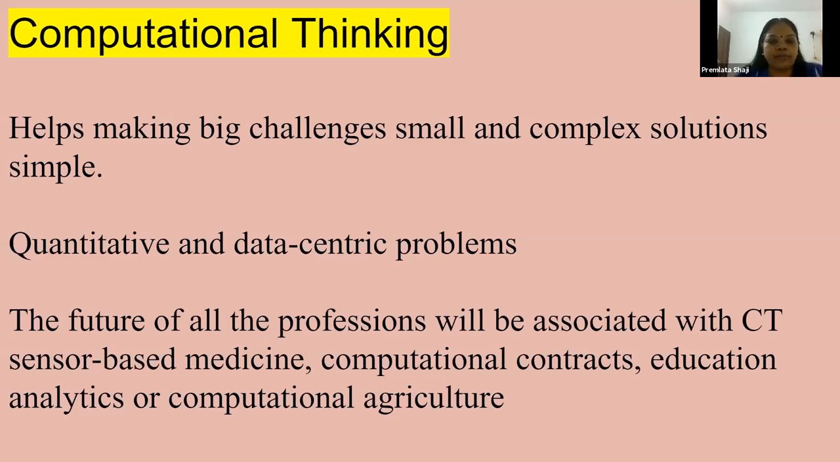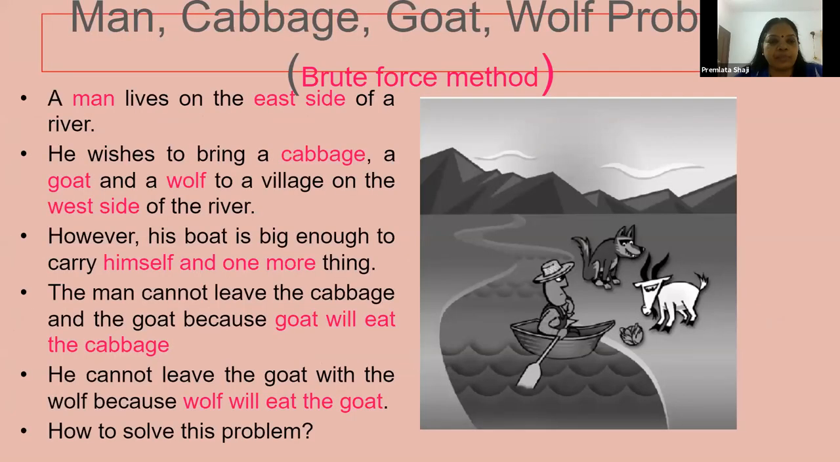I don't know if there are computer science teachers across, maybe this is a term you would have heard: the brute force method, popularly known as the MCGW problem. The small caricature down there on the right-hand side shows the problem that is there and how this problem can be resolved. So teachers, maybe you can just Google and find out more about the brute force method. It's an interesting example which will drill in this concept of computational thinking.